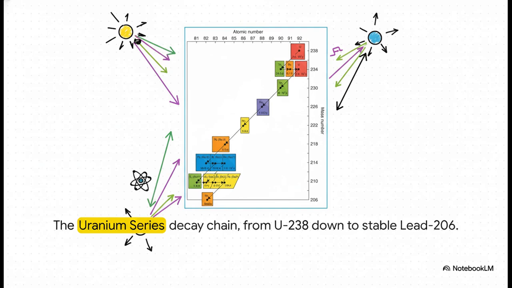And this chart is a perfect illustration of one of those journeys. This is the uranium series, kicking off with uranium-238. You can literally trace its path as it decays, step by step, passing through some famous descendants like radium-226 and radon-222. You might actually know that one as a source of background radiation in people's basements, before it finally ends its long journey as stable lead-206.